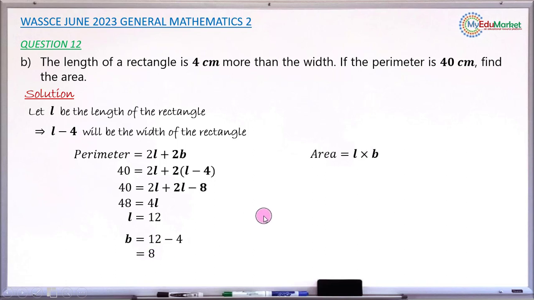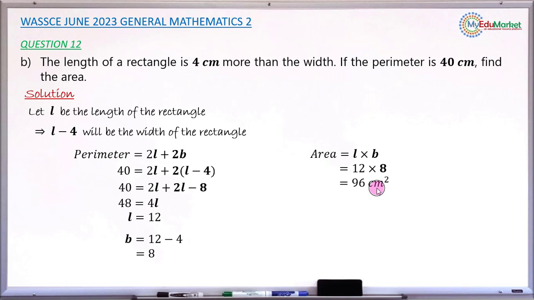So therefore, the area of the rectangle is given by the formula length multiplied by the width. So you now have the length as 12 and the width as 8. So 12 multiplied by 8 gives the answer 96 centimeters square. This will now be the area of this very rectangle, and this answers the question.